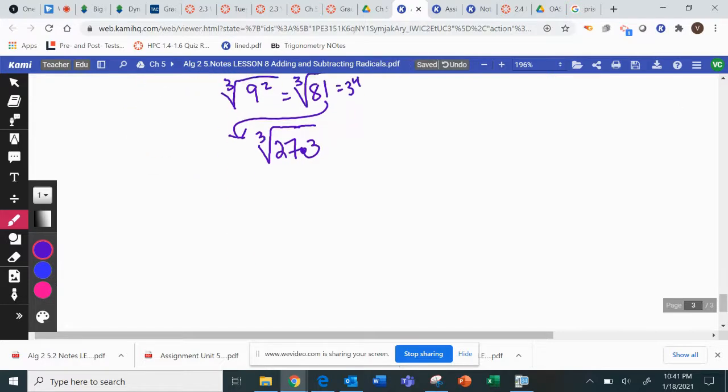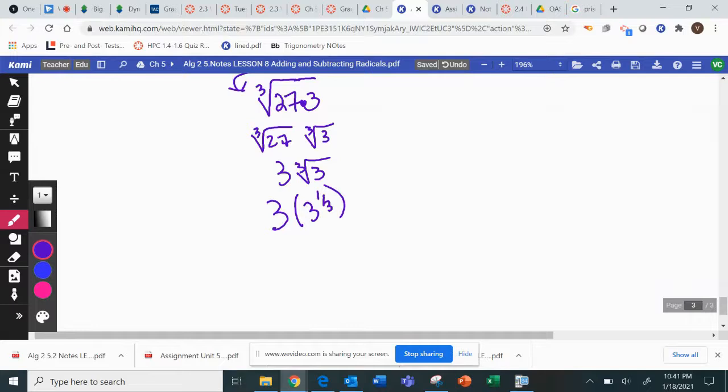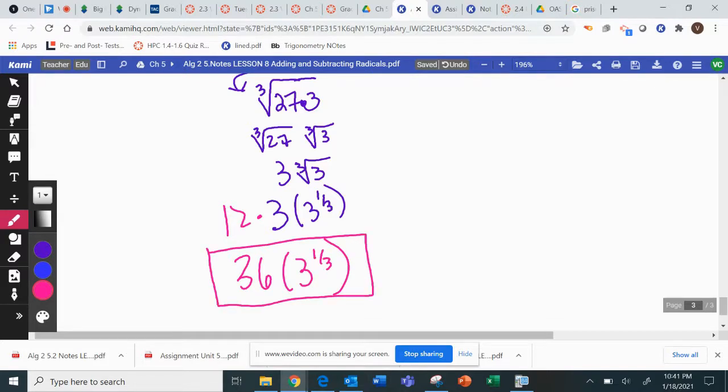27 times 3. So cube root of 27 is 3. And then I have cube root of 3. So this would simplify to be 3 times 3 to the 1/3. Now if I go back up, there's a 12 in front of that. I could simplify this further to 36 times 3 to the 1/3. Kind of depends what the directions say, but this is a more simplified answer. So let's check that with the calculator.